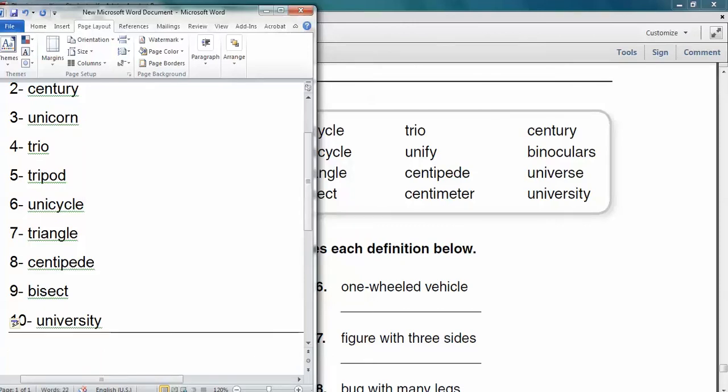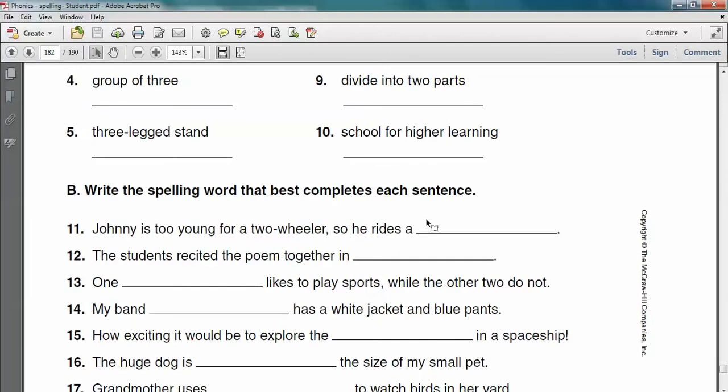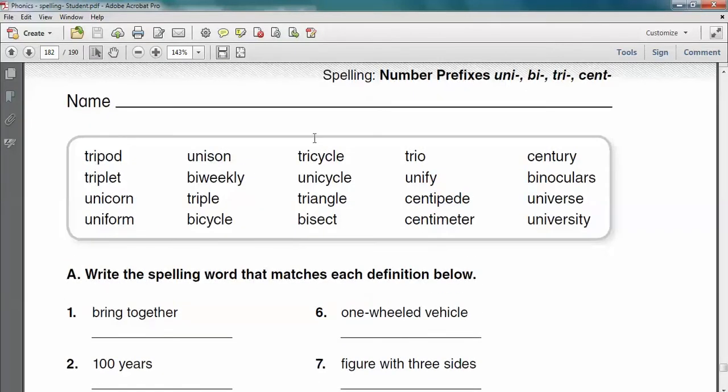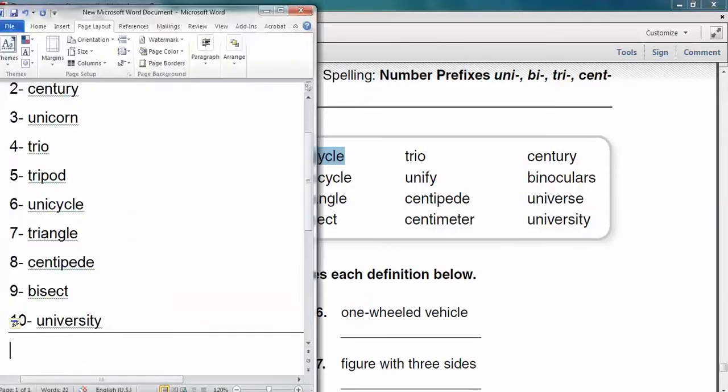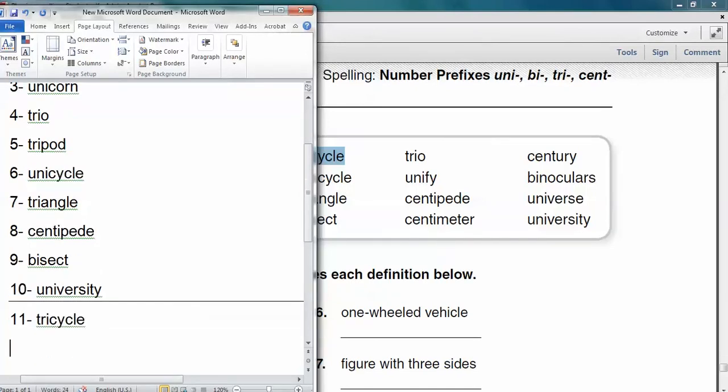That was the first exercise. Then the other one, to complete the sentence with the correct word. The first sentence here, number 11, Johnny is too young for a two-wheeler. This means he cannot ride a bicycle. So the easier one to use for his age will be tricycle. Number 11, tricycle.